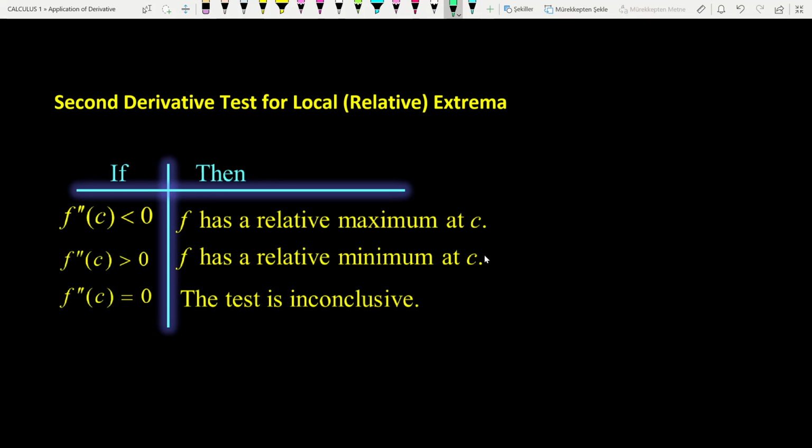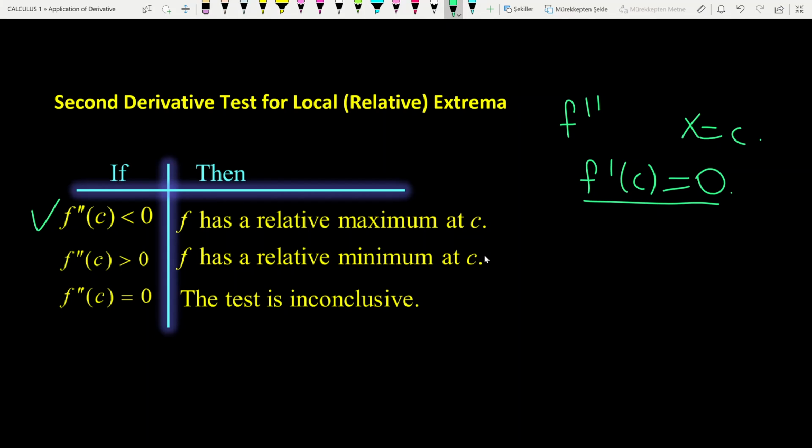In order to use this test, we assume that f double prime is continuous on an open interval that contains the point C. Okay, it's the first condition. And we also say that f prime of c is equal to 0. If f prime of c is equal to 0, and the sign of f double prime of c is negative, then we say that the point c is a relative maximum point.